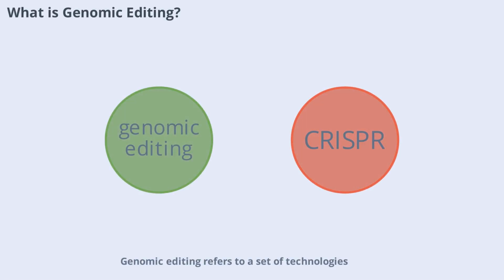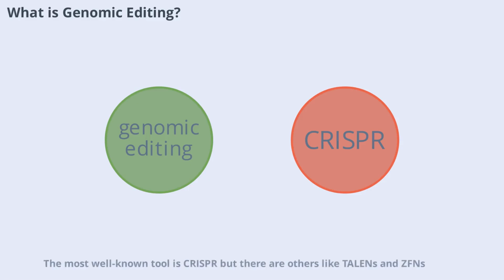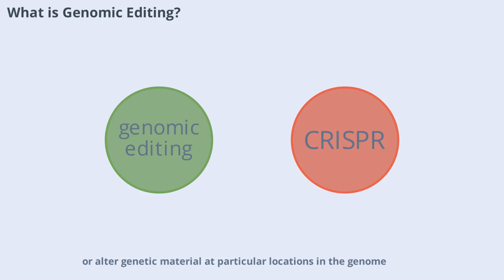Genomic editing refers to a set of technologies that enable scientists to modify an organism's DNA. The most well-known tool is CRISPR, but there are others like TALENs and ZFNs. These tools can add, remove, or alter genetic material at particular locations in the genome. The ability to edit genes has revolutionized biology and medicine, making it possible to study gene function, model diseases, and even develop gene therapies. Understanding these technologies is the first step in starting your own research journey.